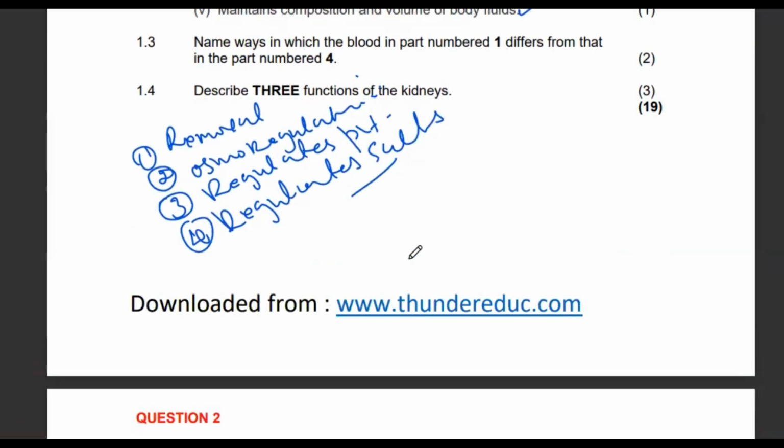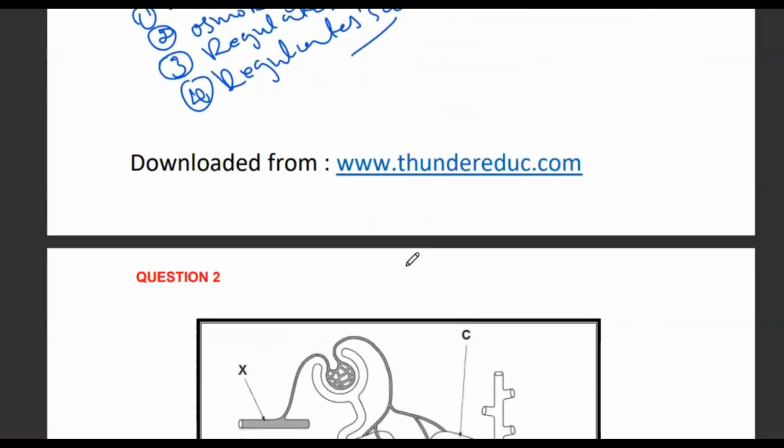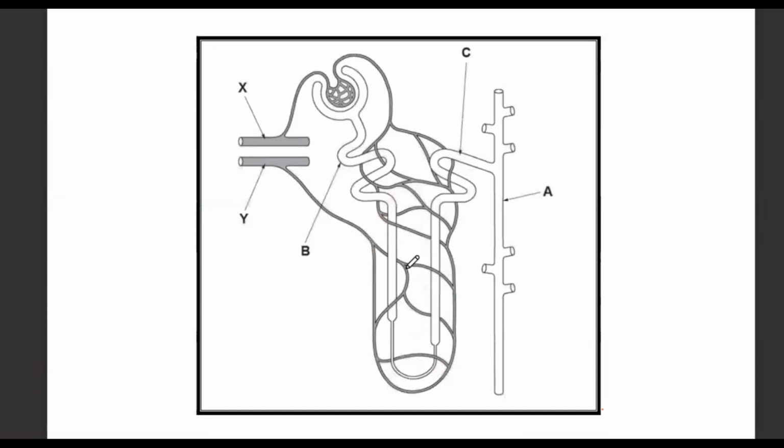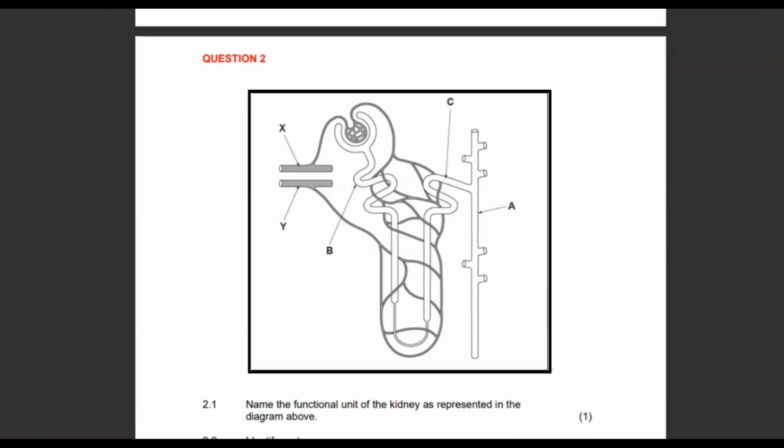Then we have the next question. If you look at that question, before I go to answer it, can you label that question properly? A is going to be the collecting duct. C is going to be the distal convoluted tubule. And then B is going to be the proximal convoluted tubule.